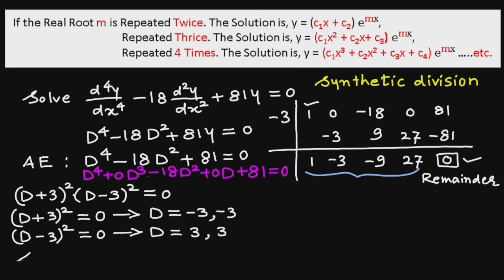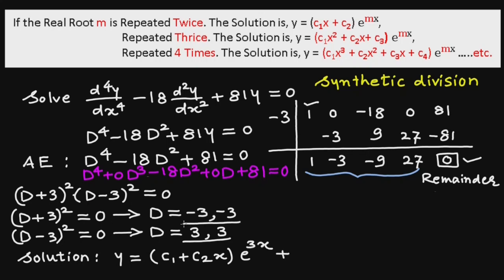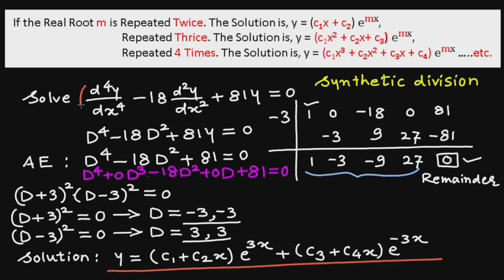So the solution for these two repeated roots is c1 plus c2x into e raised to 3x, plus for these two repeated roots c3 plus c4x into e raised to minus 3x. So this is the final solution of this linear differential equation with constant coefficients.